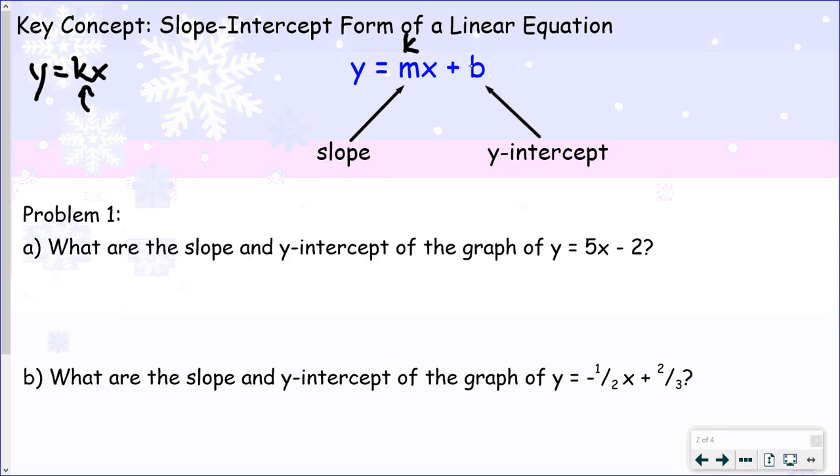And the b represents the y-intercept. Again, I don't know why they use the letter b. I'm sure if you Google it, there's probably a story there.